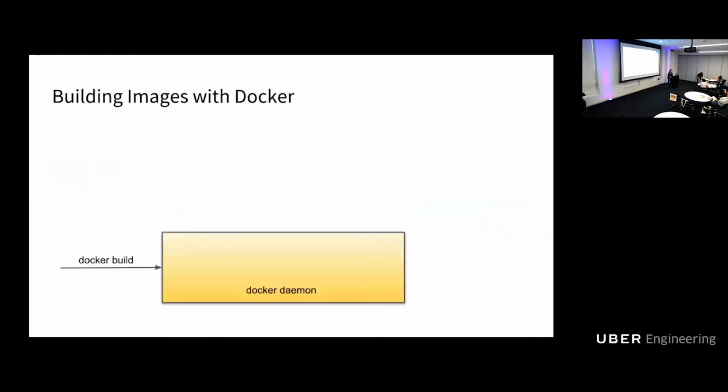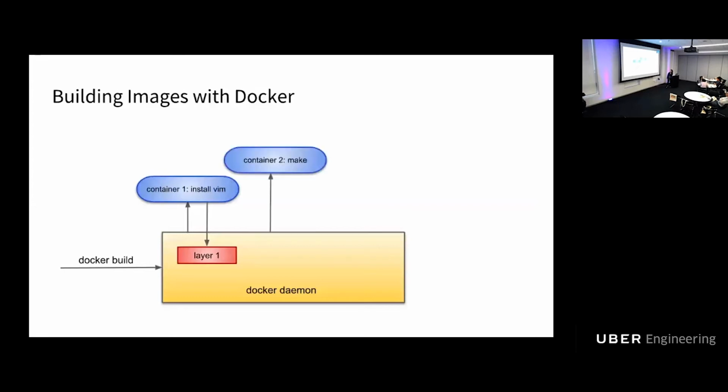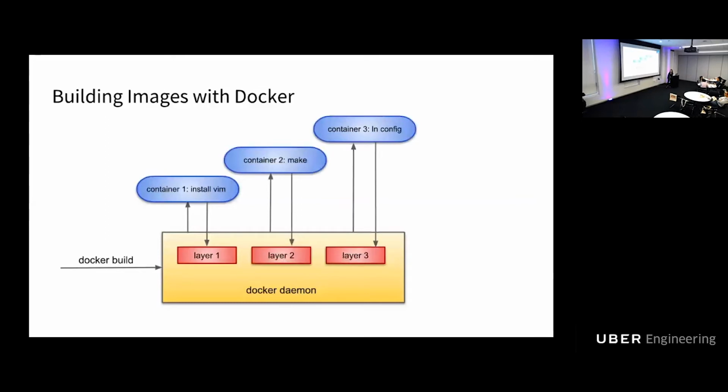So how does Docker create such an image? When you initiate the Docker build command, for each line in your Dockerfile, the Docker daemon will create a container, run a command, and commit it as a layer. In this example, we have install vim as the first command. So the Docker daemon will create container 1, run install vim, tar the result and save it as layer 1. And the second command is make. So the Docker daemon will create another container, run make, and tar the result as layer 2. Same thing for layer 3.